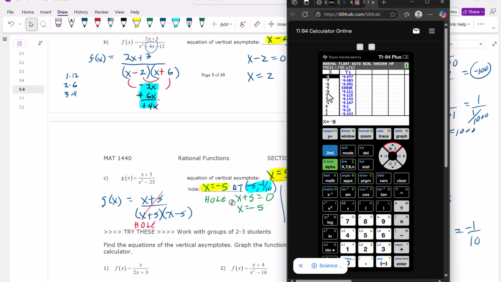Okay. Then if you go to +5, you have your vertical asymptote. Notice the 4 and 5 and 6 are numbers that are quite a bit different. So one of them's an asymptote, one of them's a hole.